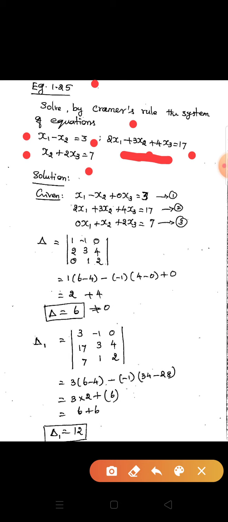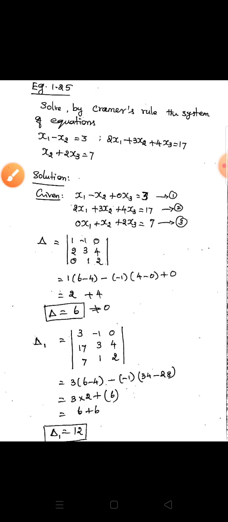How do you write? The solution starts: x1 minus x2 plus 0x3 is equal to 3. Second equation, there is no change: 2x1 plus 3x2 plus 4x3 is equal to 17. Third equation, which is missing? Yes, x1. So 0x1 plus x2 plus 2x3 is equal to 7. Let me number the equations 1, 2, 3. Now the coefficient matrix.